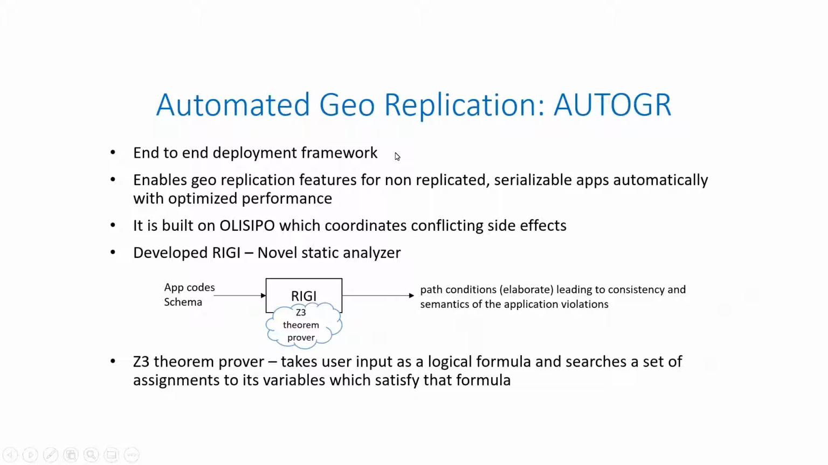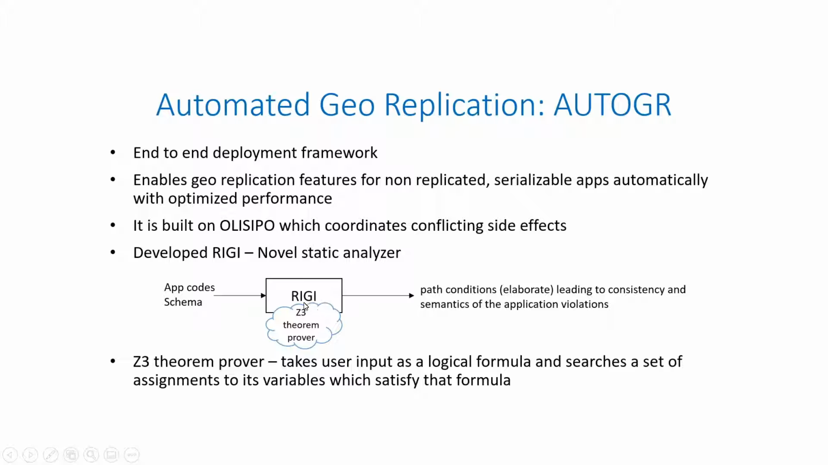Digging deeper into this AutoGR framework, it actually uses two different phases, one static and one runtime. The first thing is the RIGI, which is a novel static analyzer internally using the Z3 theorem prover developed by Microsoft.